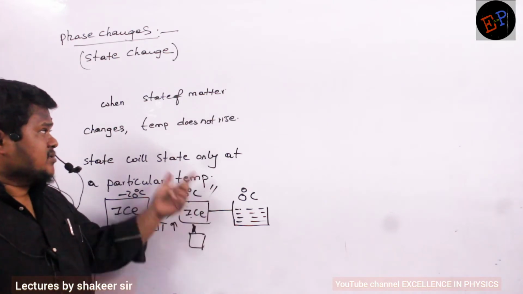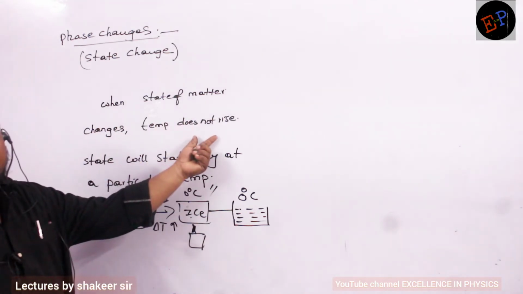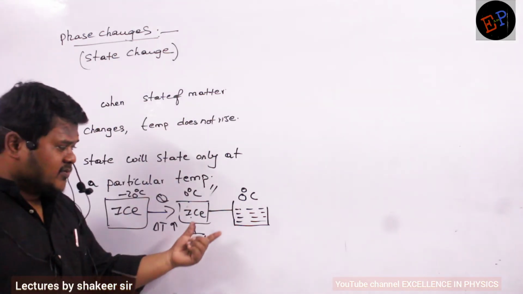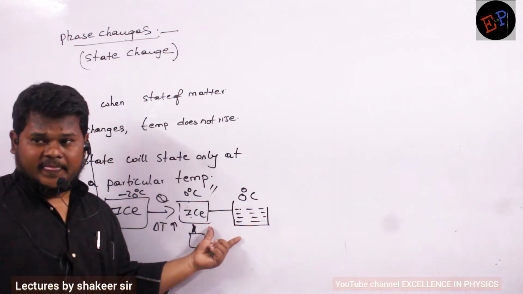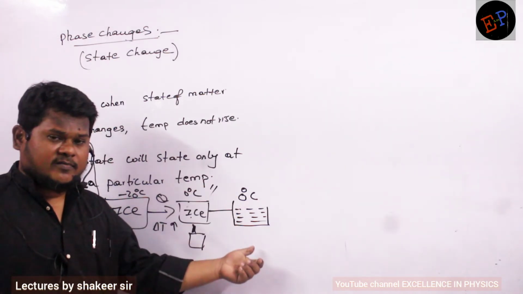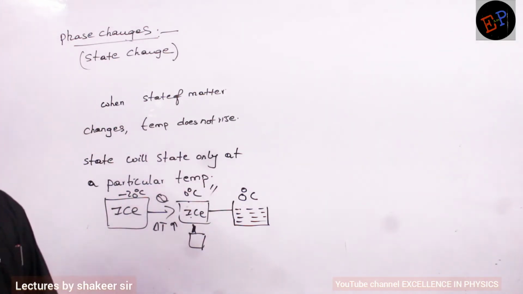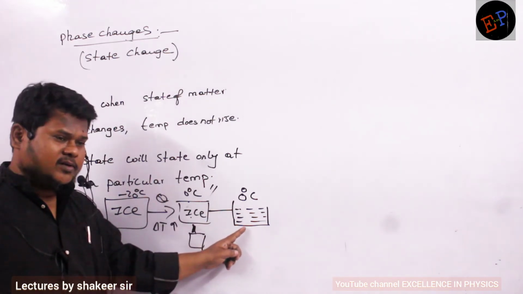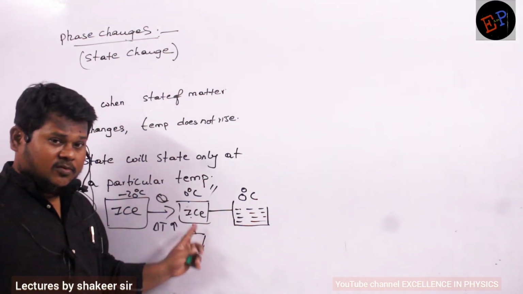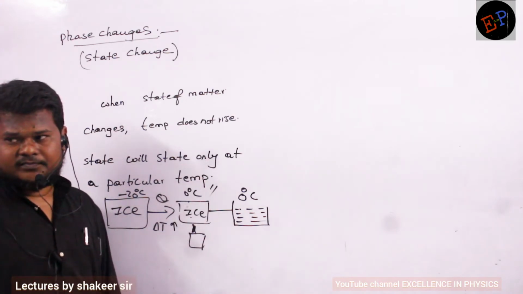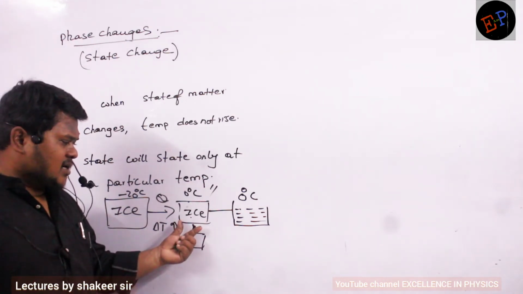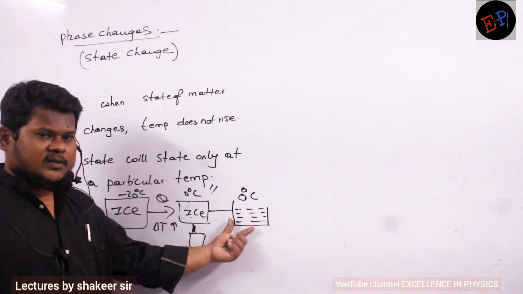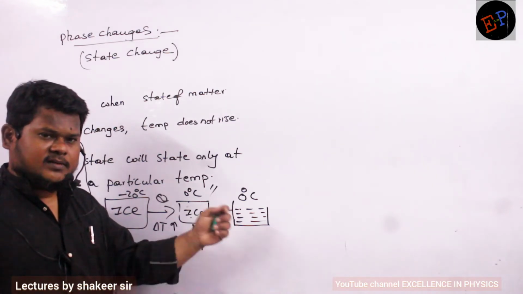So at which condition does the temperature not rise? Temperature does not rise when the phase is changing. Solid phase is converting into liquid phase. When phases are changing, the temperature will never change. So the total ice must be converted into water. Then only the temperature will start rising. So unless the ice is completely converted into water, its temperature remains at 0.